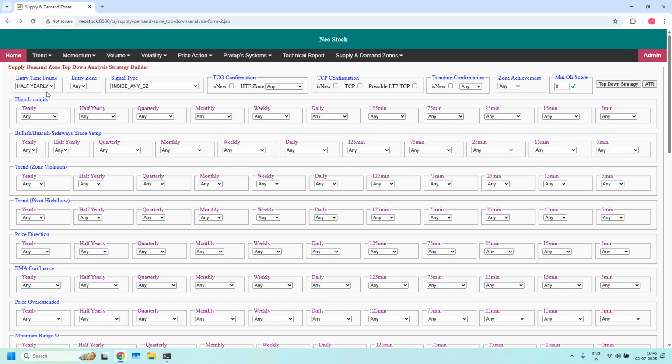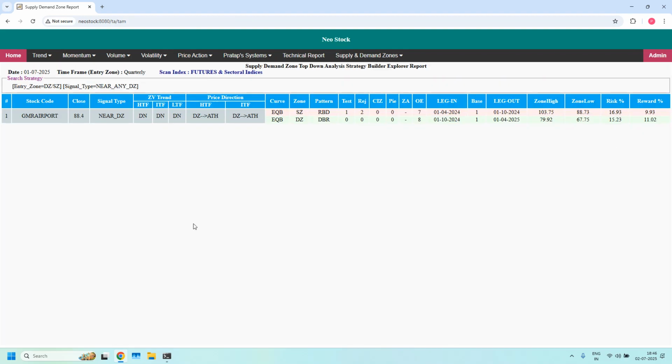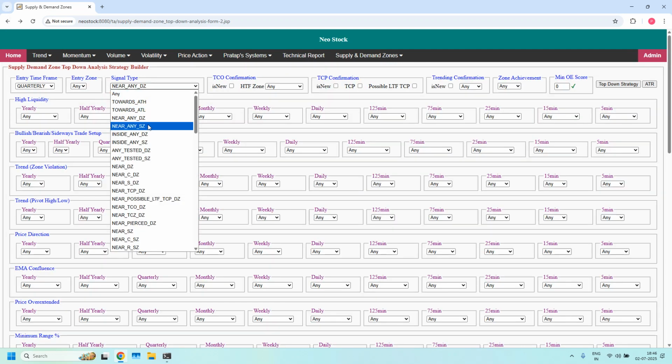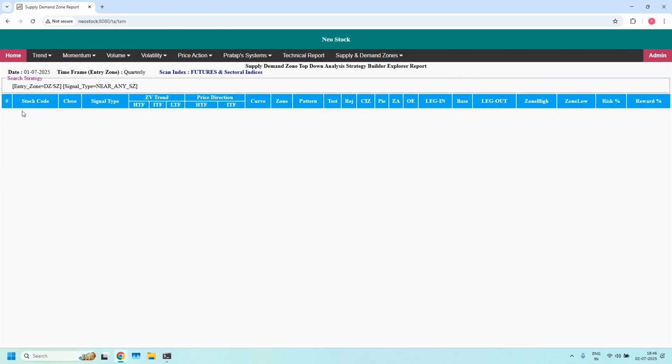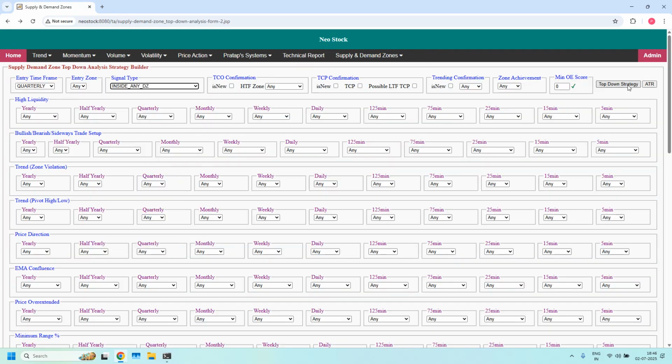Next time frame is quarterly. Stocks near quarterly demand zone. We got 1 stock. Next, stocks near quarterly supply zone. No stocks are available. Price closed inside the quarterly demand zone.